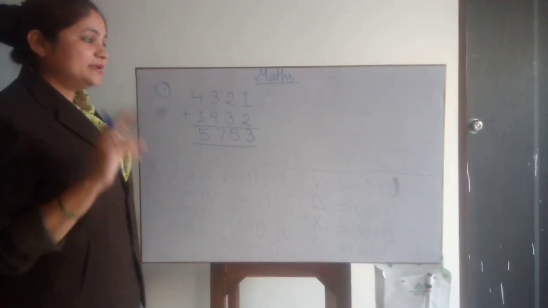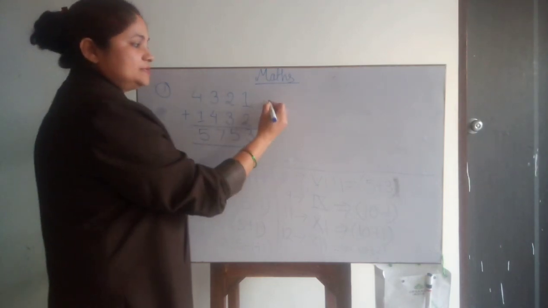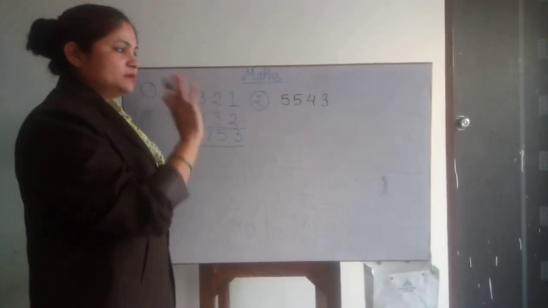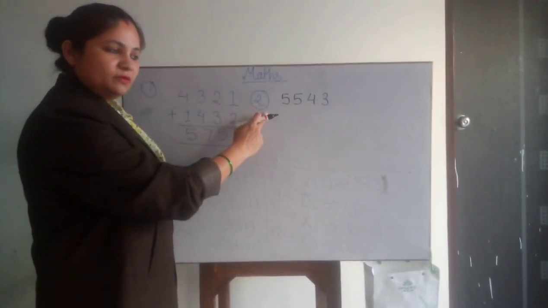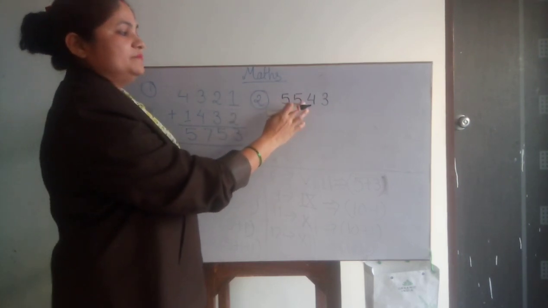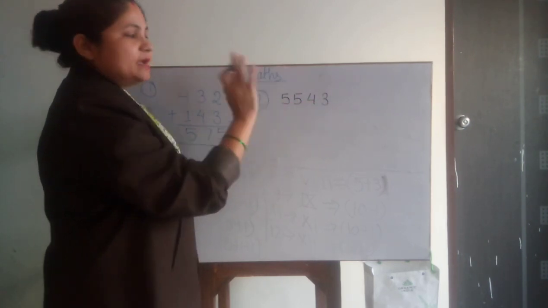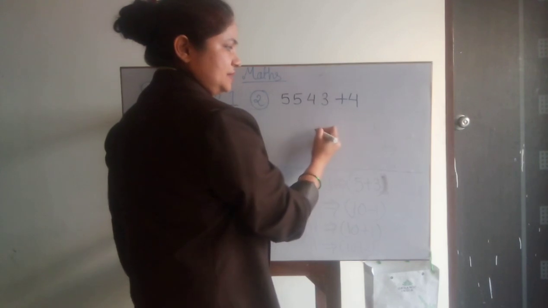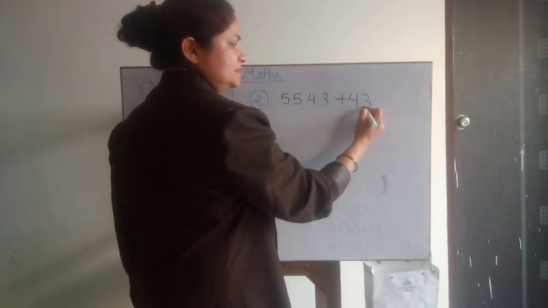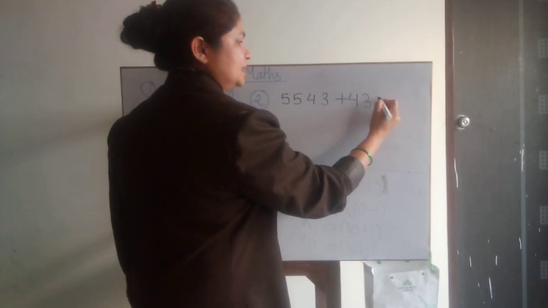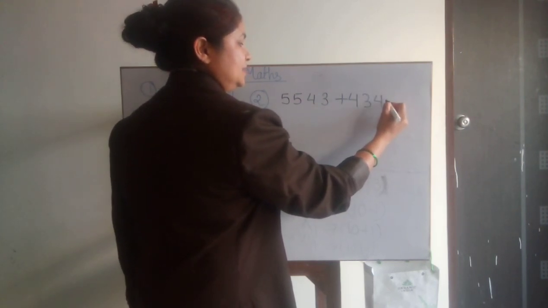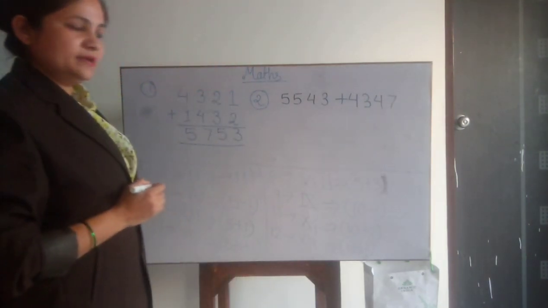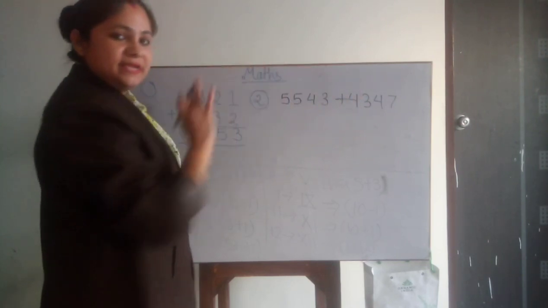Okay, now I am taking another example. This is the second problem. The number is 5,543. Okay, and another number that I am taking is 4,347, not 6. Okay, now these two numbers we have to add.